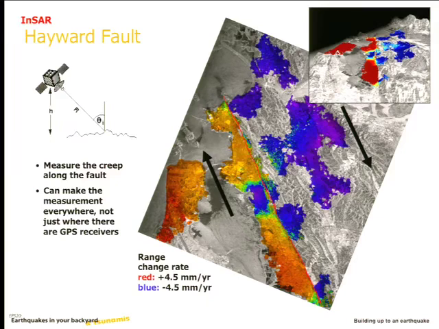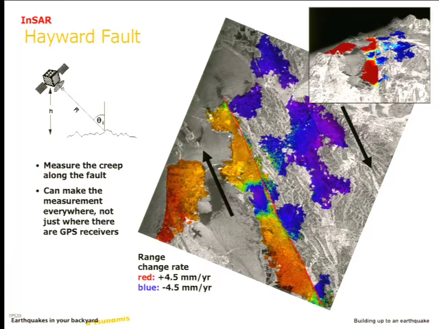But all the colored are places where we get a bounce back, and the maximum red over here is a range change of plus 4.5 millimeters per year. This was done after a number of years, so I've just divided by the number of years. 4.5 millimeters per year, and the blue is minus 4.5 millimeters per year. So the fact that it's reddest here and bluest over here, and there's this change as you go across, is telling you that this point over here is moving in the opposite direction to the point over here, and of course we know that, because we know the creeping motion across the Hayward Fault.